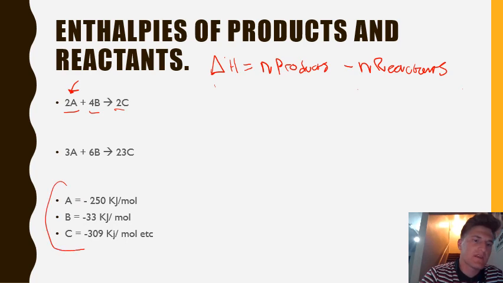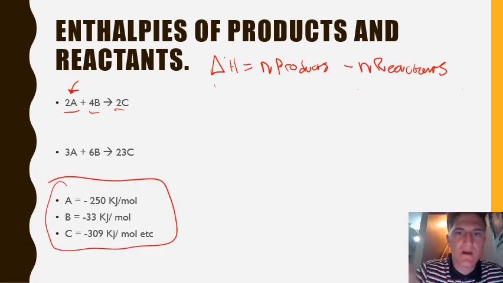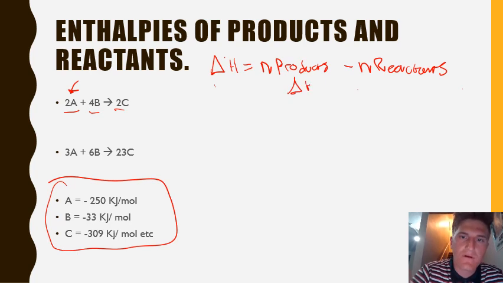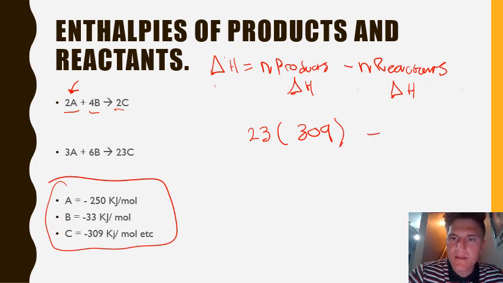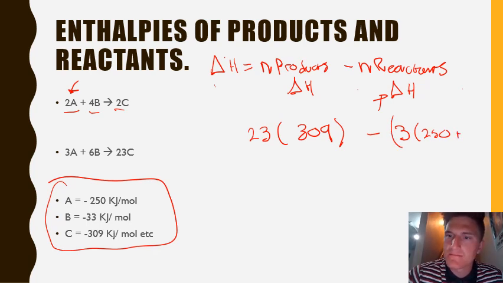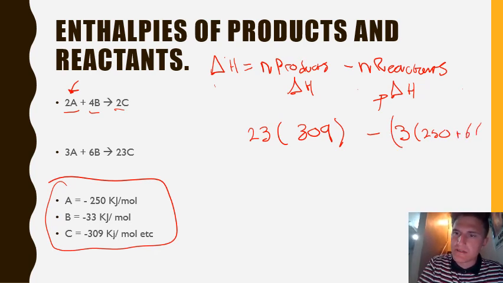Okay, so using the same table down here, we're going to do the second reaction. So in this second reaction, we have 23 moles of C. So we'll do it quick. So we have 23 moles of C, which is negative 309, actually positive 309, minus reactants. And with our reactants, once again, we have 3A, which is 250, plus, running out of room here, 6B, which is 33, once again.